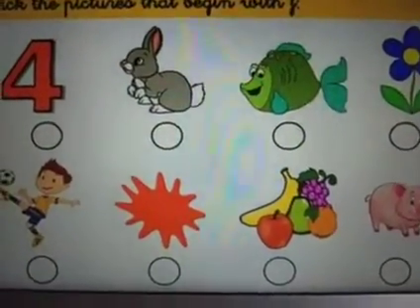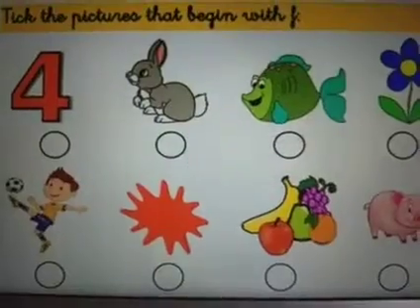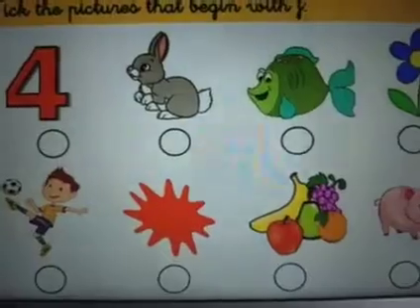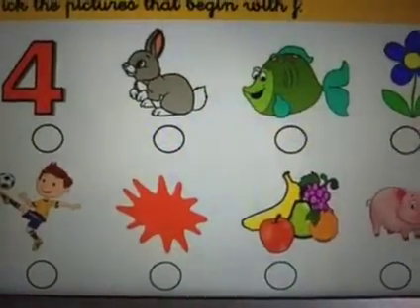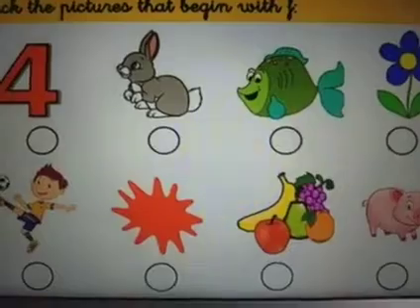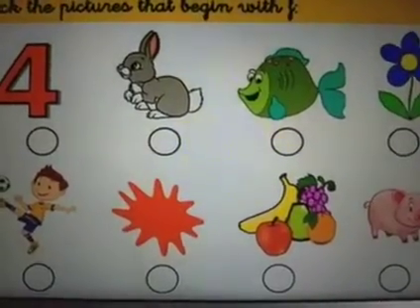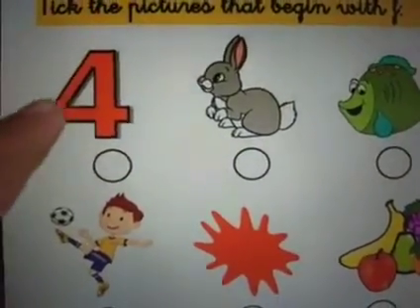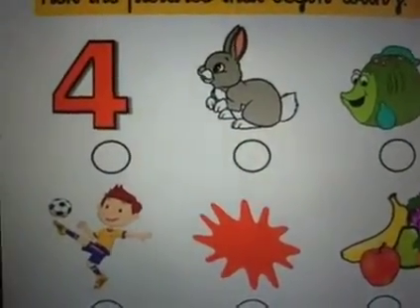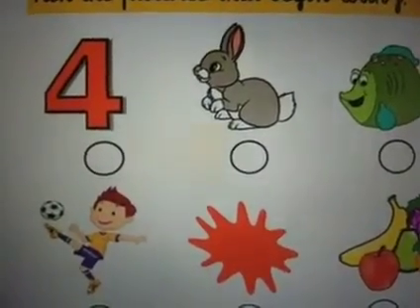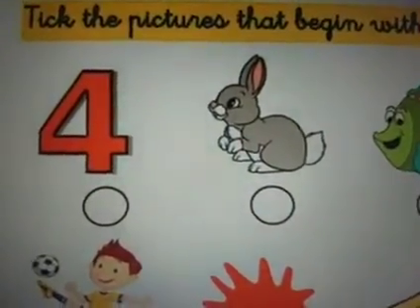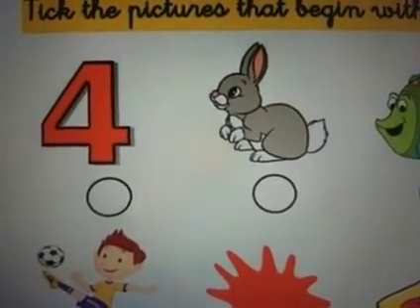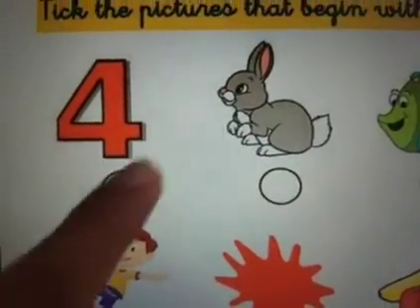So let's come to this sheet now. Yes, so you have to tick the pictures that begin with the sound F. Okay, if the beginning sound of the picture is F, you have to tick it. And if it does not begin with the sound, you do not tick it. Okay, so let's come to the first one. What is this? This is the number 4. Now the word four. Does it begin with the sound F? Yes, it does. Four. The starting sound is F, so you tick it.